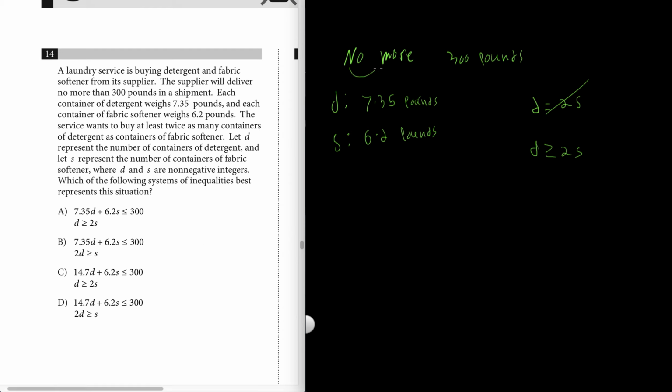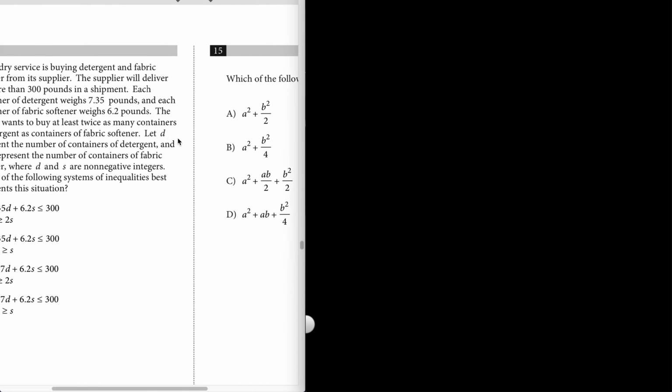We have to remember that it's no more than 300 pounds, so it's less than or equal to 300 pounds. And the only one that has... Oh, actually, A and C both have less than or equal to 300 pounds. So we just have to pick the right one in this case. And A is the right one because it's 7.35 times D, and then 6.2 times S, because there's 7.35 pounds of detergent in each container, and D is the amount of containers. And we want no more than 300 pounds, so the answer is A. Alright, that was a pretty long one.